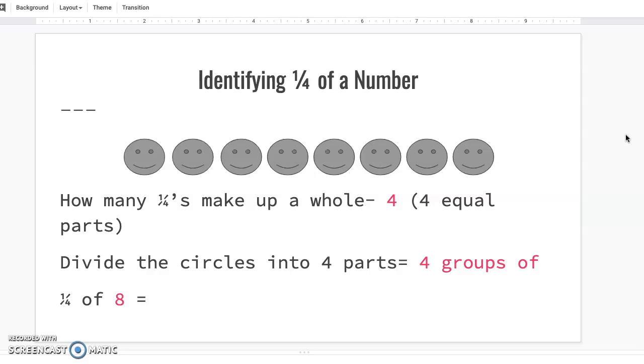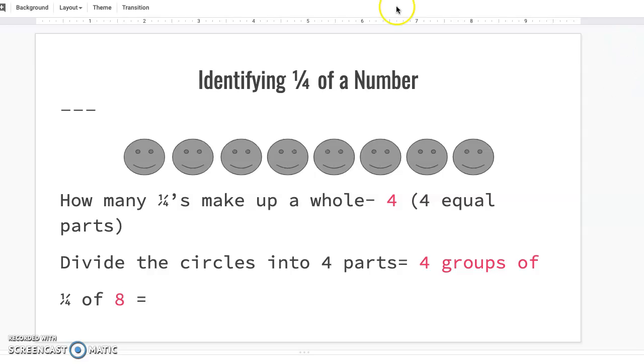All right, identifying a fourth of a number. Says how many fourths make up a whole? We have to have 4 equal parts. 4 fourths make up an entire whole. So we have to divide the circles into 4 parts, and each part has to have an equal number.